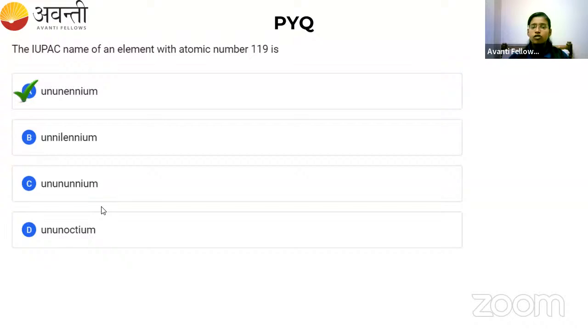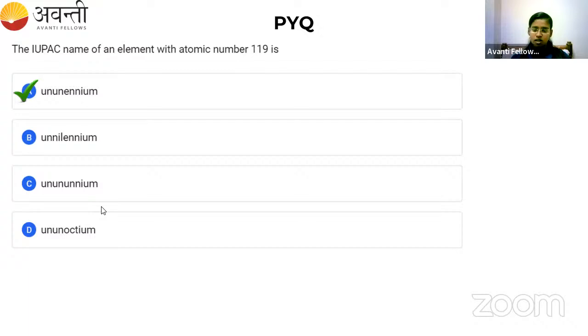For 9, we have to use N, right? Some people will get confused with non. For 9 in organic chemistry, we use non. Some people will get confused, but we don't have any such options which has non. So the name is Ennennium. Option A is the correct answer.